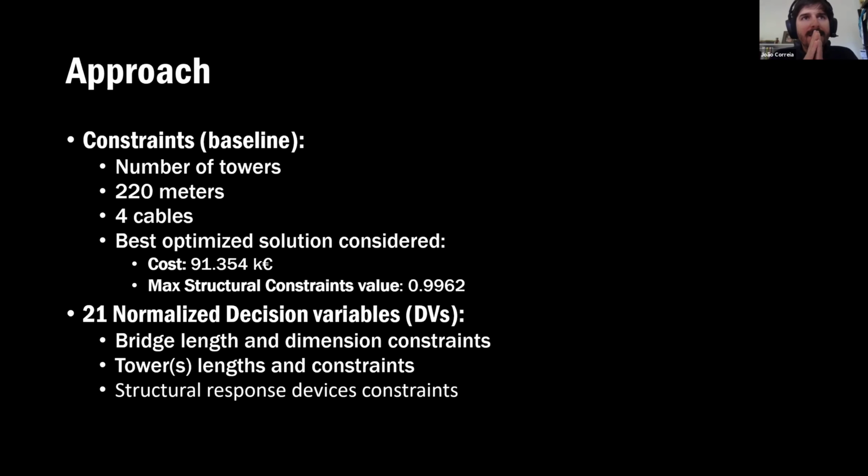Based on literature, the best solution, taking into account some prices around the cost of materials and to execute this build, is about 9134 K euros, so thousand euros, and a maximum constraint value that was obtained for this optimization problem is around 0.9. I will talk a little about this value.